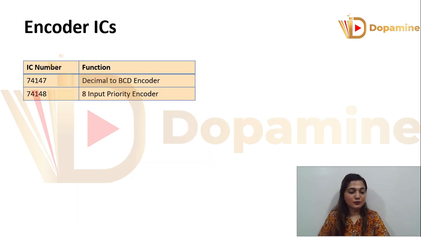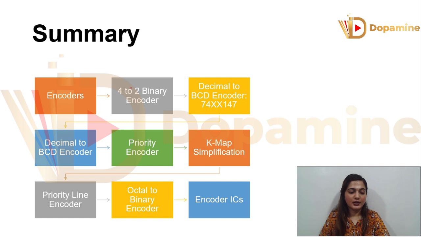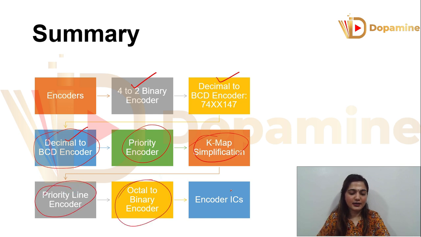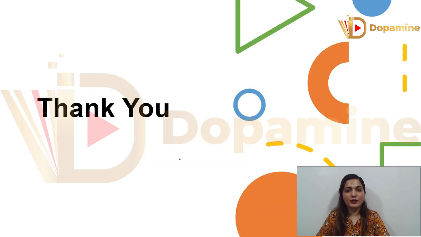Right, now coming to the encoder ICs, like we have 74147 which is used for the decimal to BCD encoder, 74148 which is used as an 8 input priority encoder. So in the encoder series we have understood what the encoders are, 4 to 2 binary encoders, and the decimal to BCD encoder, in specific the 74XX147 IC, we discussed in detail its truth table and its function also. Then the priority encoder, its K-map simplification and the priority line encoder we already discussed, the octal to binary encoder and the encoder ICs. I hope you understood all of the things.